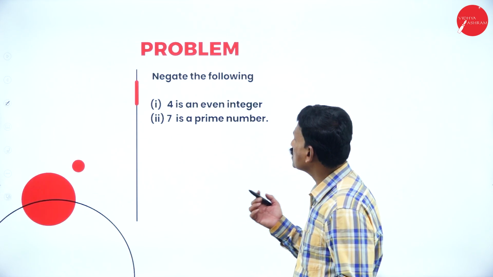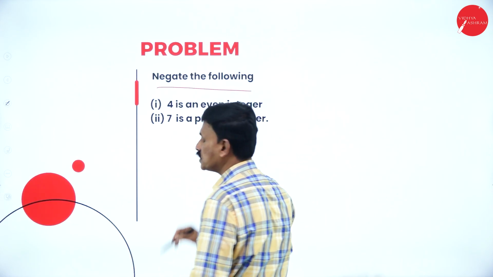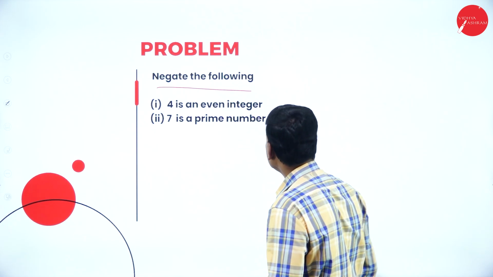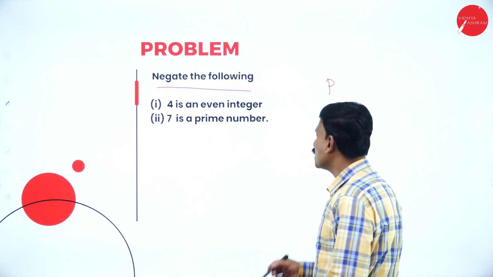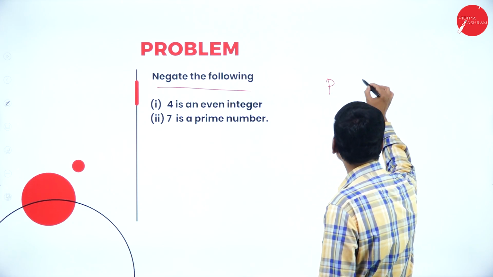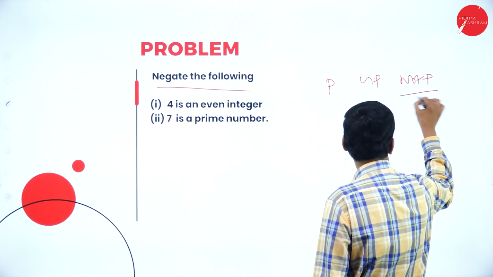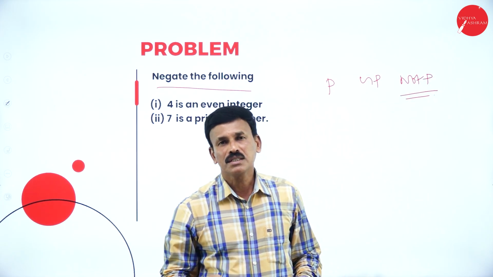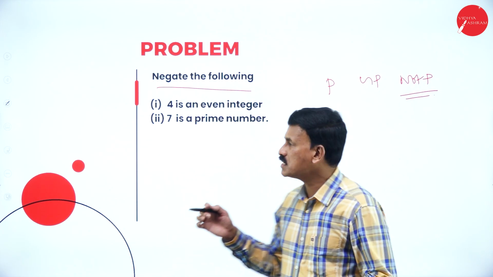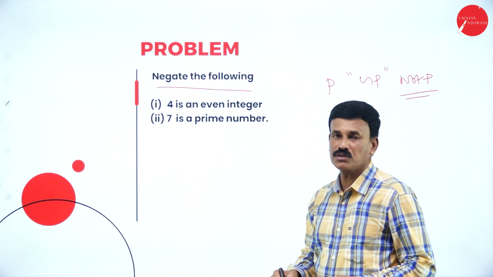Now let us come to the next type, negation. This is very important, the negation. So what is the negation? Suppose P is a compound proposition, then the negation of this P is denoted as negation P, that is nothing but not P, and is called the negation. This is the symbolic representation of negation P, and that is called not P.